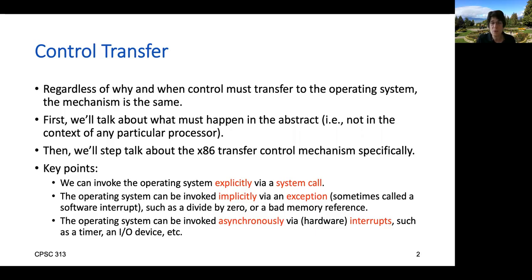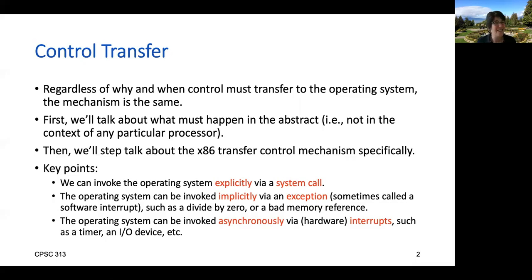And so because it's an explicit request from the process, we say that it happens synchronously with respect to the process. That is, the process knows exactly when this control transfer is going to happen. Another way that we can transfer control to the operating system is implicitly with something called an exception. So what's an exception? Well, one example is, have you ever written a program that inadvertently divided by 0? You might find that if you do that, your process crashes and it exits. So an exception is something that happens because the program did something, so it is still synchronous with respect to the program, right? The program did the divide and now you got the exception.